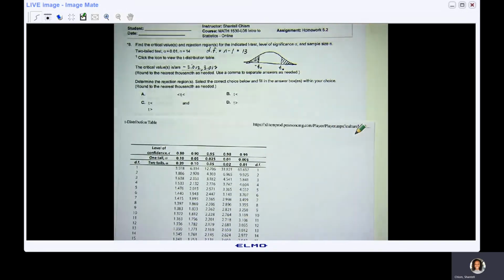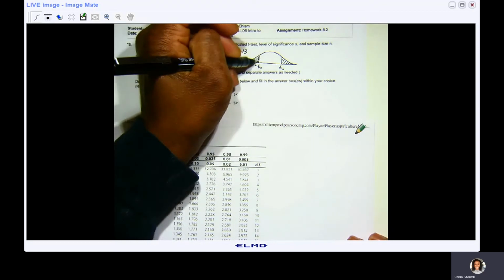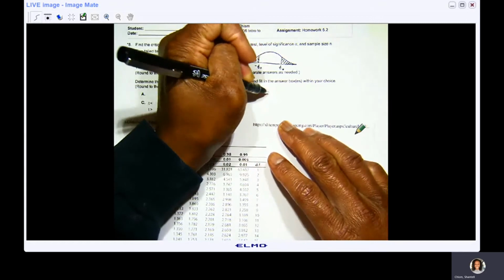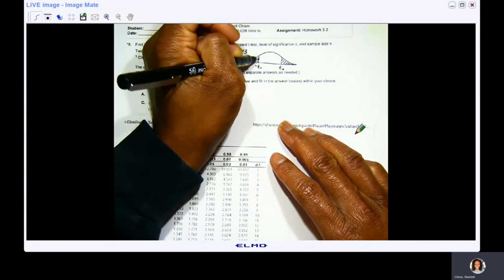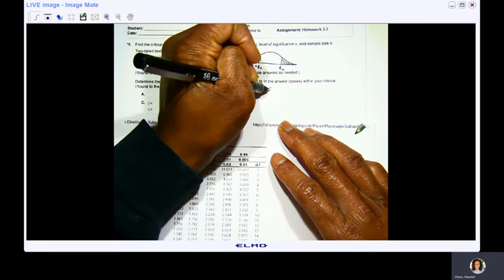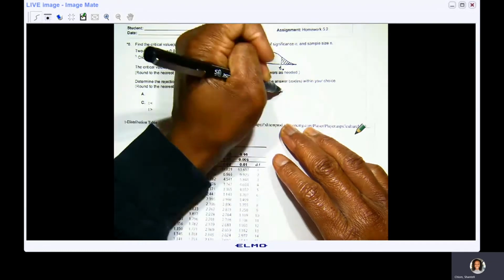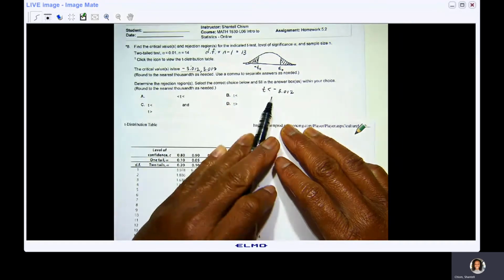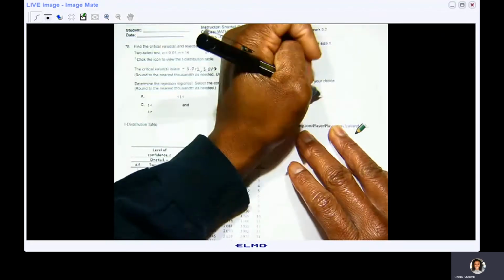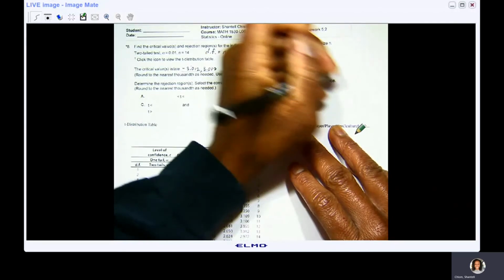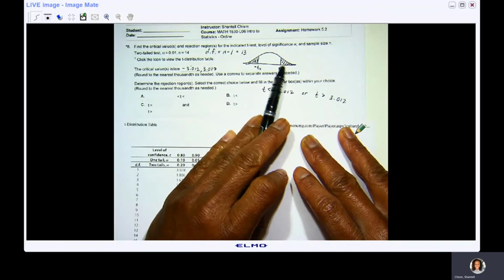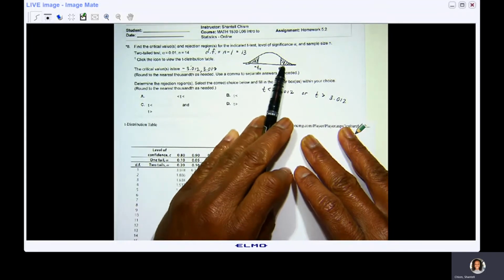Now it wants us to determine the rejection regions. Well, you have two rejection regions. You have this region that's to the left of negative t, so this is where t is less than negative 3.012, because that value is negative 3.012 and it's the area to the left, so we say less than. Or t is greater than positive 3.012, because that is the area to the right. When it's to the left, we say less than. When it's to the right, we say greater than.